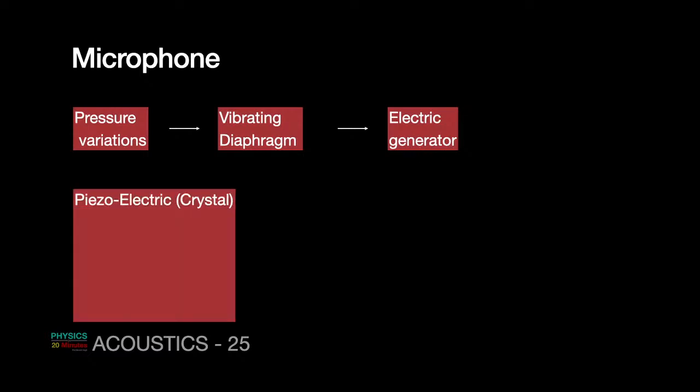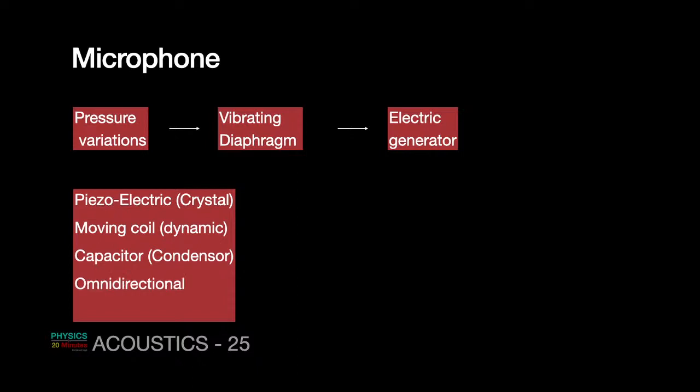There are different kinds of microphones depending on how they impart the pressure variations to vibrating diaphragms. Depending on the technology used, they are classified as piezoelectric crystal microphones, moving coil microphones or dynamic microphones, and capacitor or condenser microphones. So we are going to look at each one of them today.